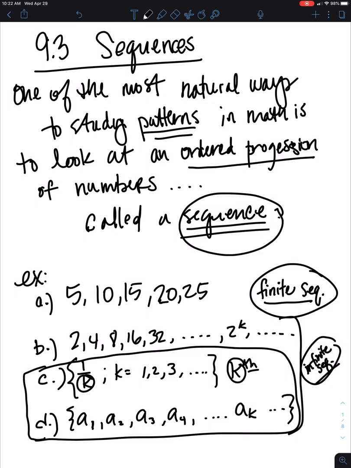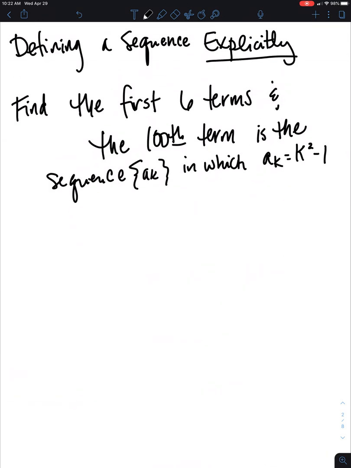Okay, so let's talk a little bit more about different types of sequences. This is defining a sequence explicitly. You're going to see that again: writing an explicit formula. And then the next one we're going to have is a recursive. So explicit. Okay, so here's an example.